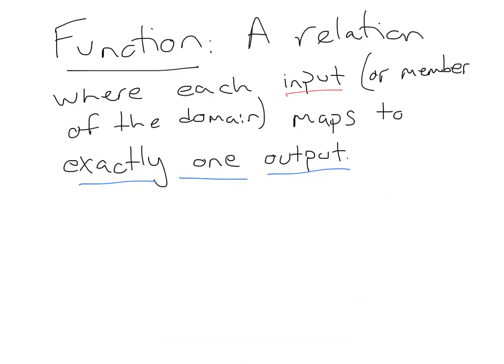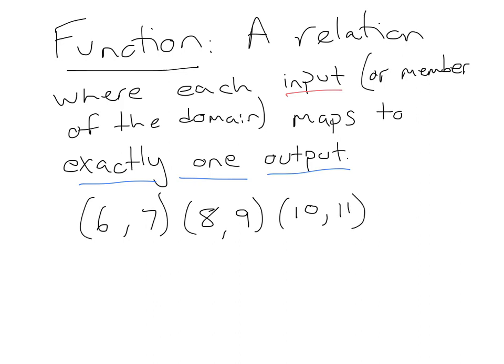Before we do another example, we need to know exactly what it means to have a function. A function is a specific type of relation where each input, or member of the domain, maps or matches to exactly one output, or member of the range. Now, what does this mean? Well, here is an example of a function.